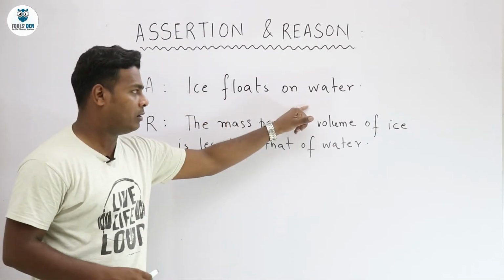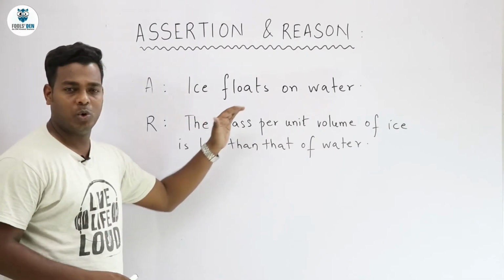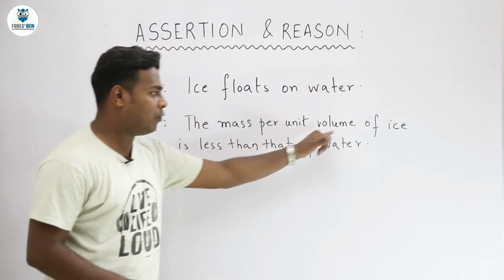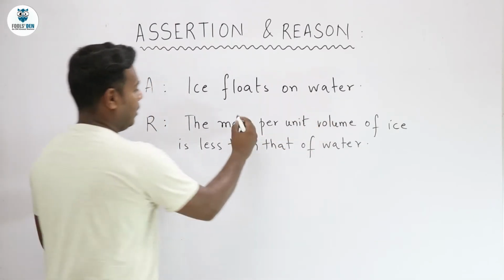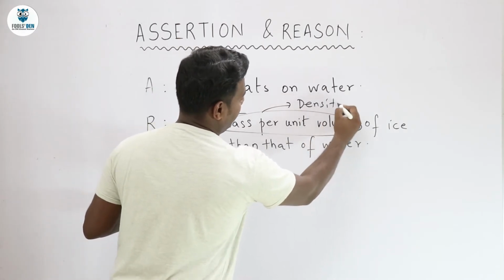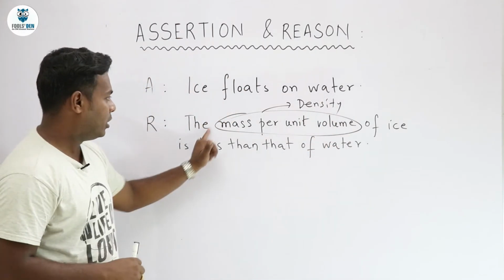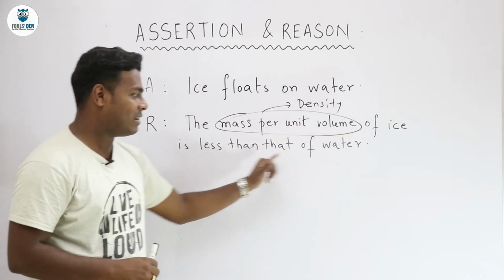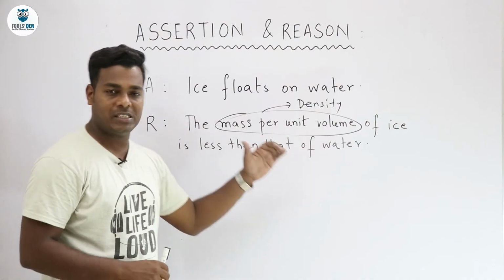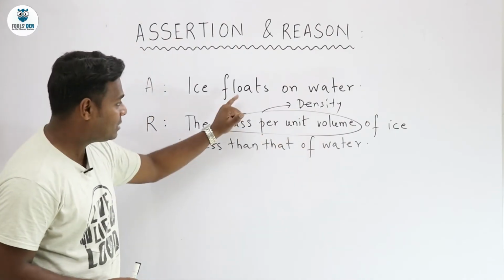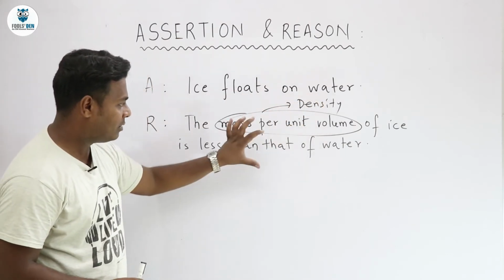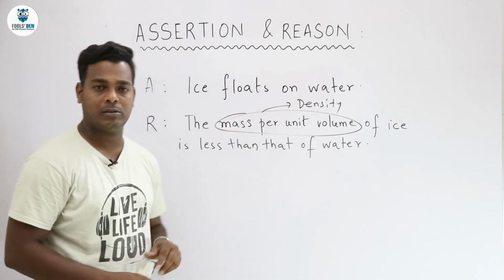Ice floats on water. That is what the assertion says. All of us know that this is true, right? And the reason says that the mass per unit volume of ice, that is, what is this? This is nothing but the density of ice. Mass per unit volume is density, right? So the density of ice is less than that of water. So I think this also is true, right? The density of ice is less than water, and that's why it floats on water. So both of them are true, and this is the correct explanation of this.